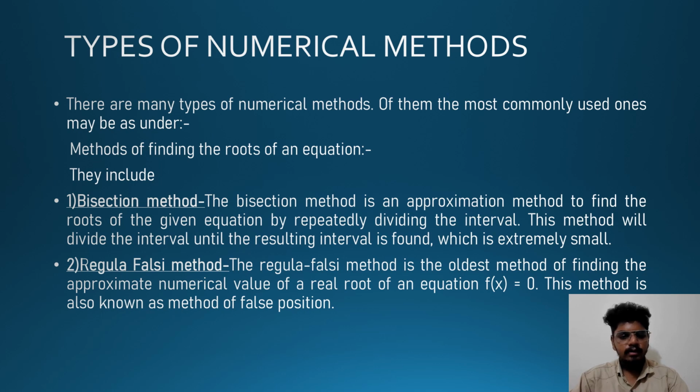The second one is the regula falsi method. The regula falsi method is the oldest method of finding the approximate numerical value of a real root of an equation f(x) = 0. This method is also known as the method of false position.